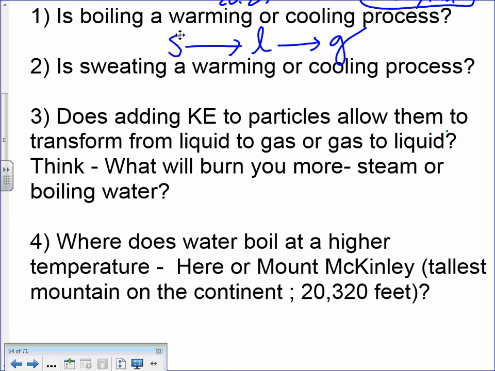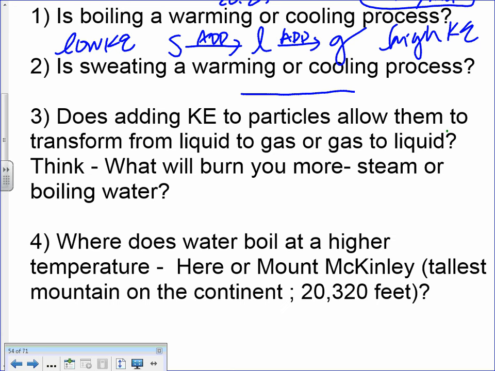So is that the endothermic direction or the exothermic direction? Endothermic. You're adding energy. This is a low kinetic energy system, and this is a high kinetic energy system. So how do you get from low energy to high energy? You must add energy, and adding energy is considered endothermic. So if you go in the reverse manner, from gas to liquid to solid, exothermic.